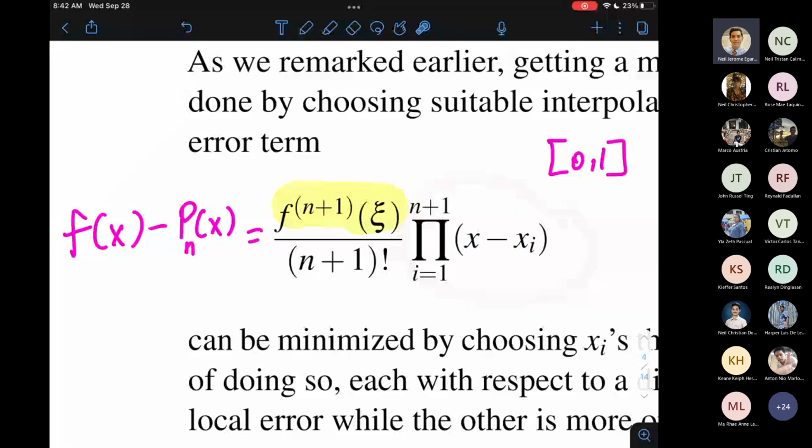Remember, omega will just be a polynomial, right? So it will be a power x to the n plus 1. It's just a polynomial. Powers lang siya. So, ang powers, mas mabagal siyang lumaki kaysa sa factorial. So, that could be a nice trick.